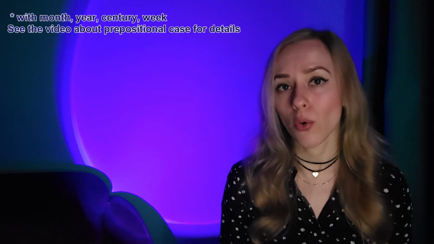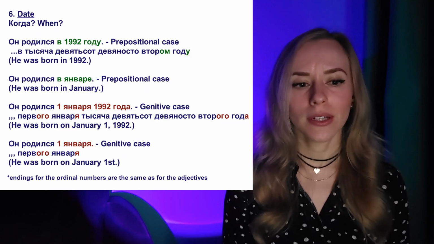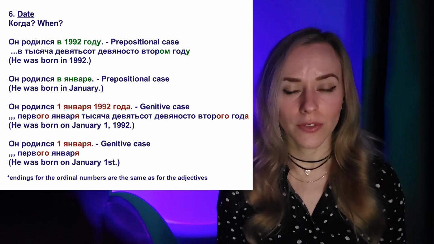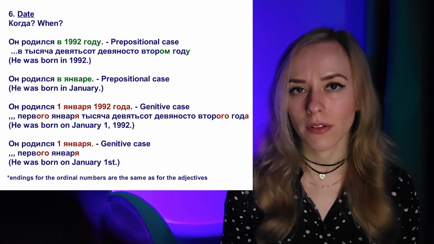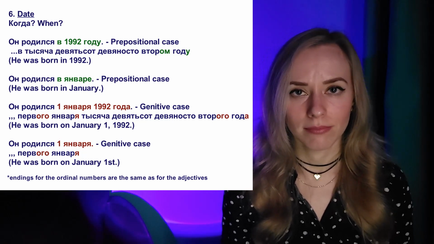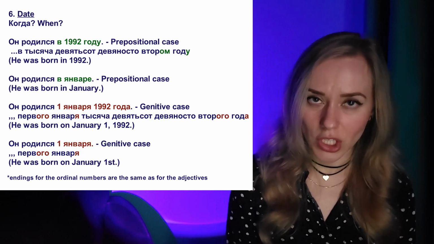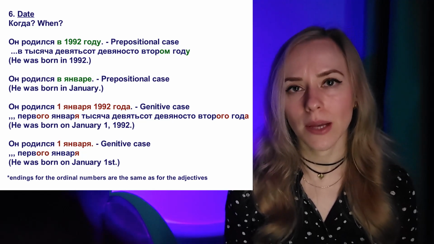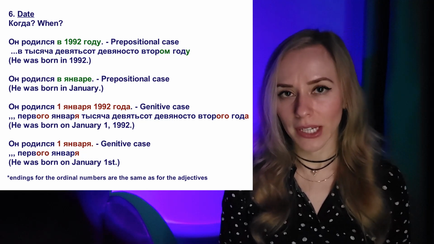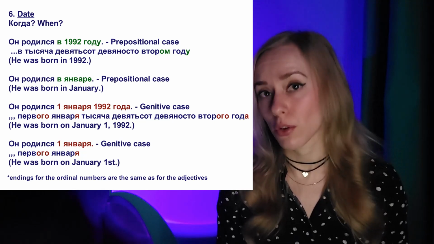Date. If you saw my previous video about the prepositional case, you should remember we use the prepositional case when we answer the question когда, and we use only month or year. For example, он родился в 1992 году. Or if we say using only month, он родился в январе. In this situation, we use the prepositional case. But if you want to say the whole date, you should use the genitive case. For example, он родился 1 января 1992 года.